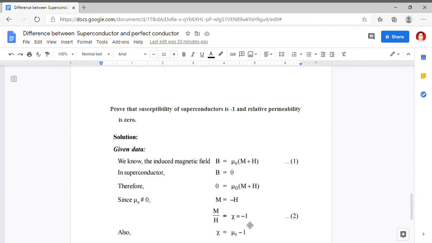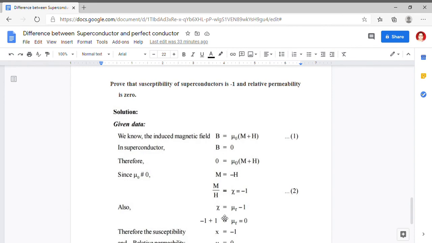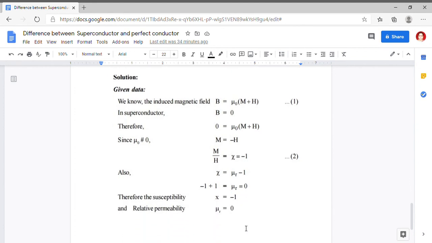Now, I have to find out the relative permeability. Since susceptibility equals mu r minus 1, where mu r is the relative permeability, substituting the value of susceptibility minus 1, I get relative permeability to be 0. So, the two important parameters are, first, the susceptibility, which is minus 1, and another, relative permeability, which is equal to 0.